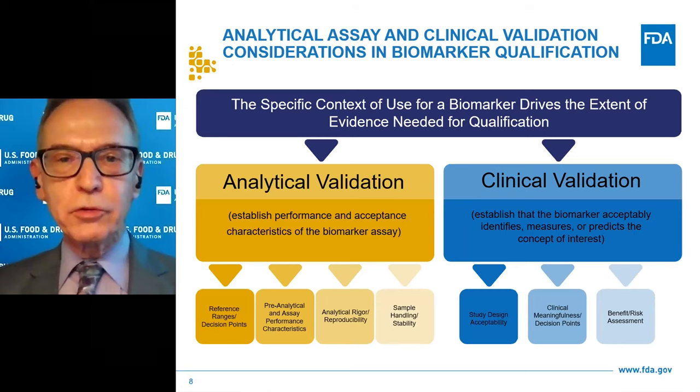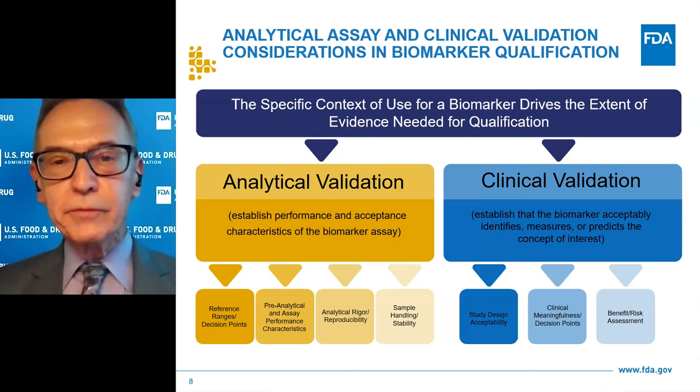Different biomarkers require different levels of evidence, and the evidence required falls into two categories: analytic validation, which involves demonstrating the reliability of an assay, its precision, and also a demonstration that the assay measures what it purports to measure. Separate from that is clinical validation. This is the process where you learn how a biomarker relates to a clinical concept of interest.